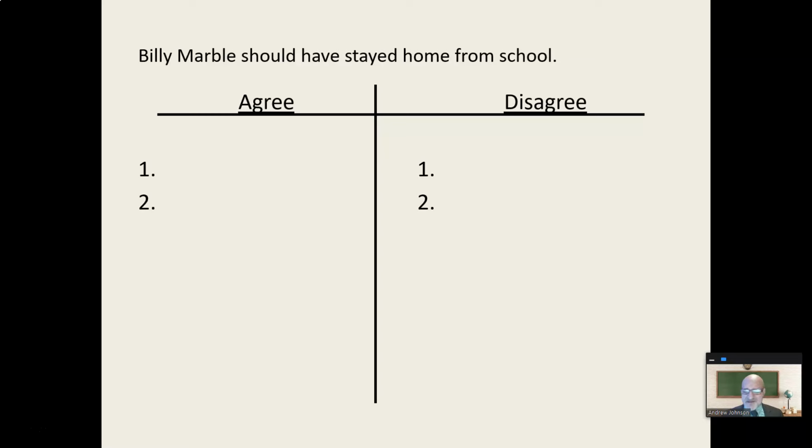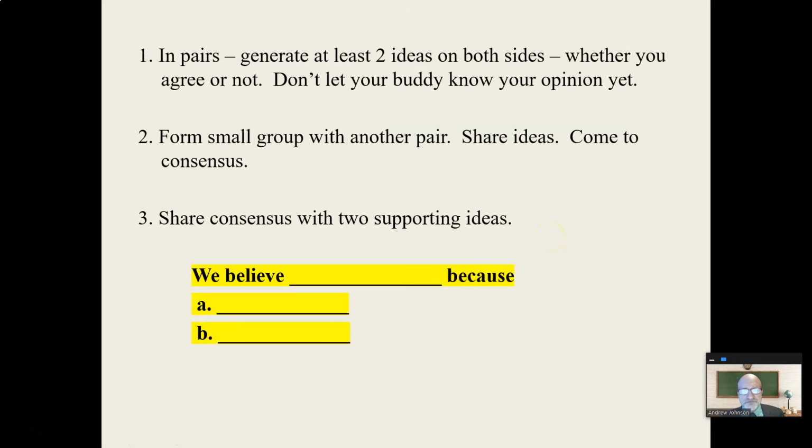Boys and girls, at the end of today, we are going to have to decide if you think that Billy Marble should have stayed home from school. So as you read, think about that. That's that dualistic statement, agree or disagree.